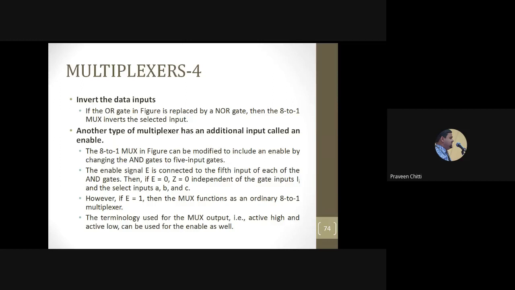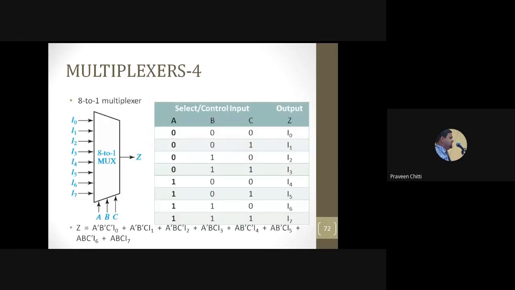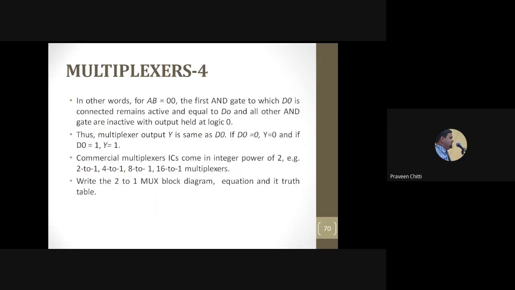But in many practical applications, normally we add one more input to the multiplexer called the enable input. So what is the significance of the enable input?